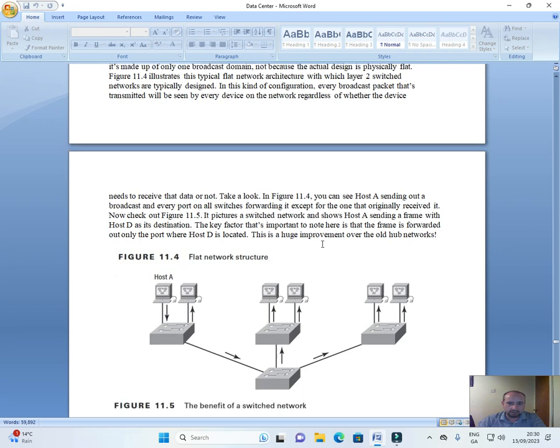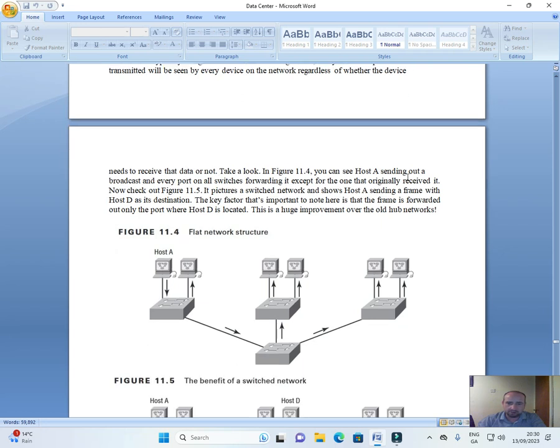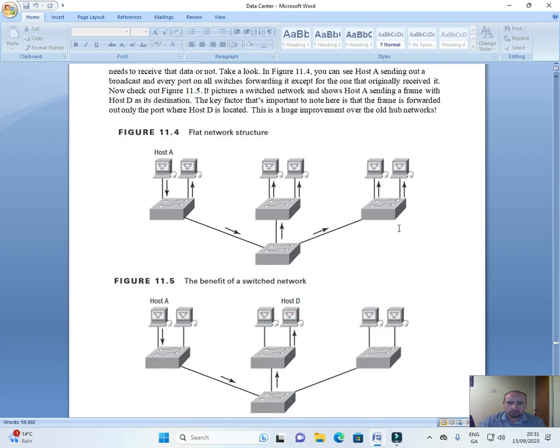Take a look at figure 11.4. You can see host A sending out a broadcast and every port on all switches forwarding it except for the one that originally received it. Now check out figure 11.5. It pictures a switched network and shows host A sending a frame with host D as its destination. The key factor that's important to note here is that the frame is forwarded out not only where host D is located. This is a huge improvement over old hub networks.